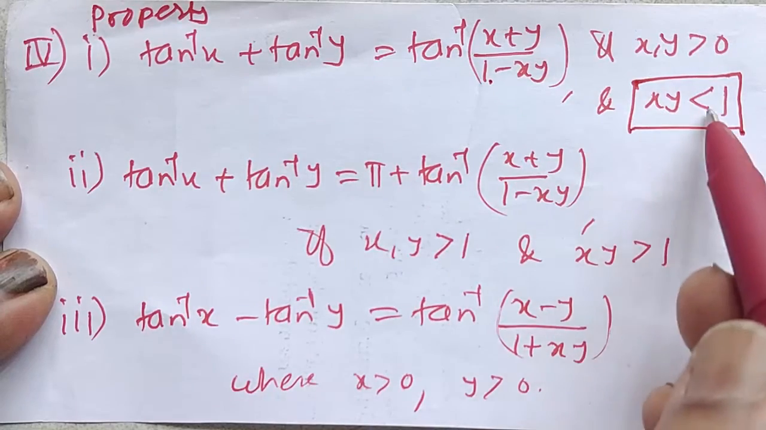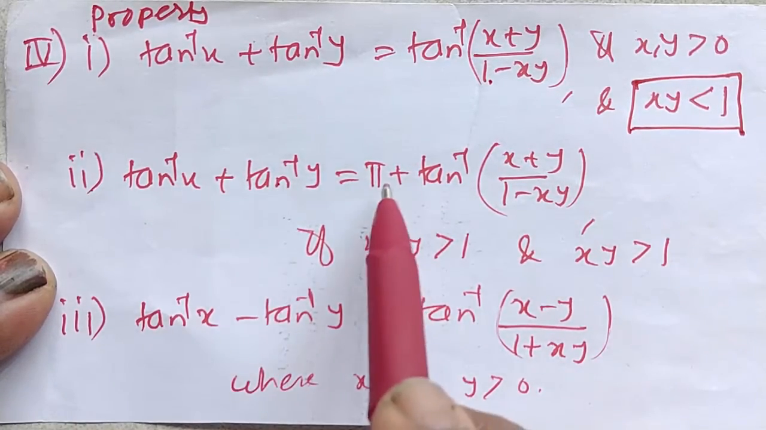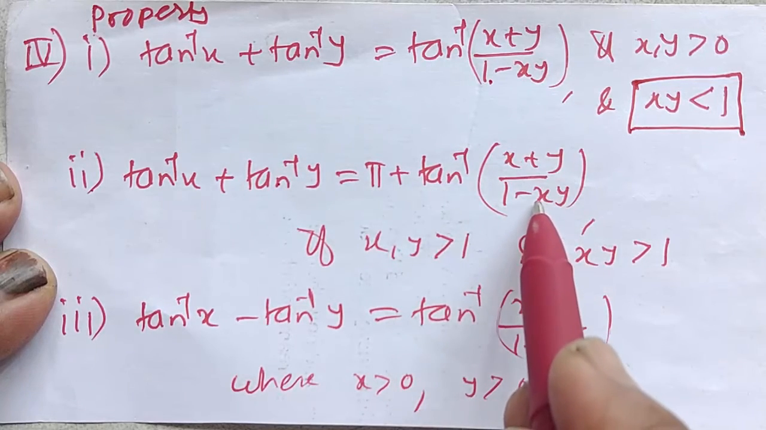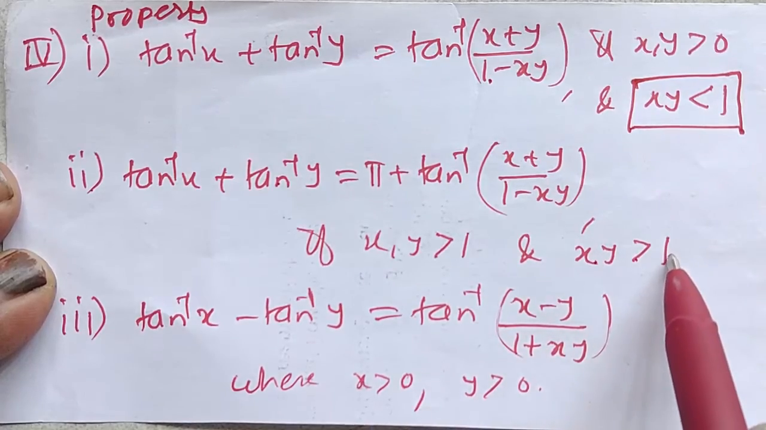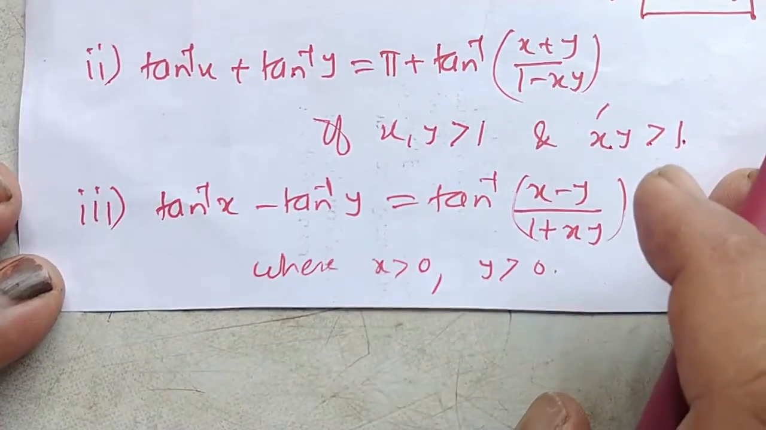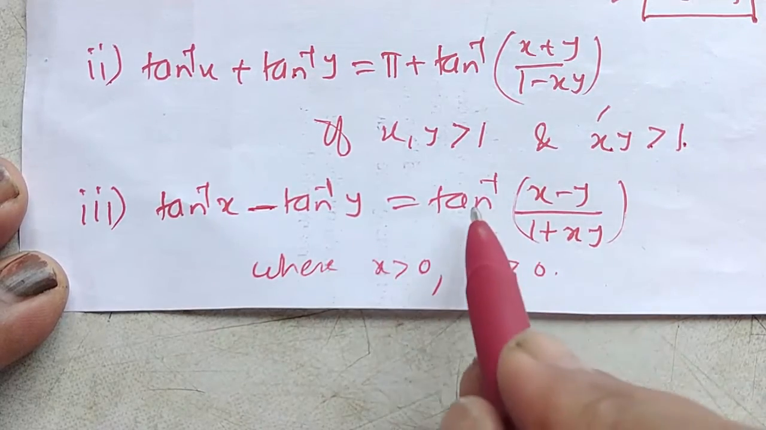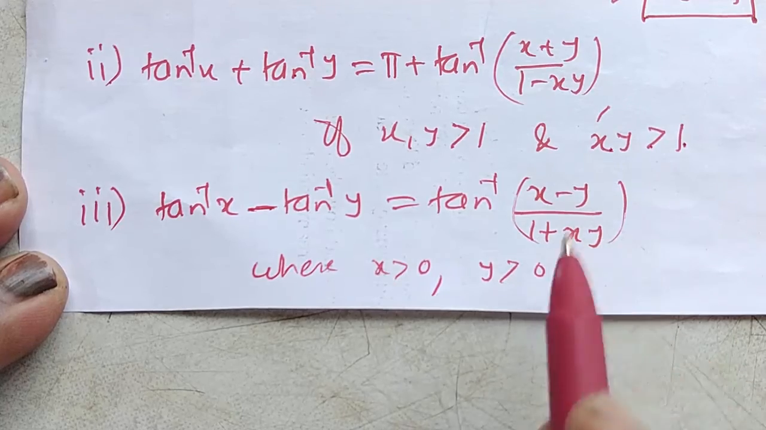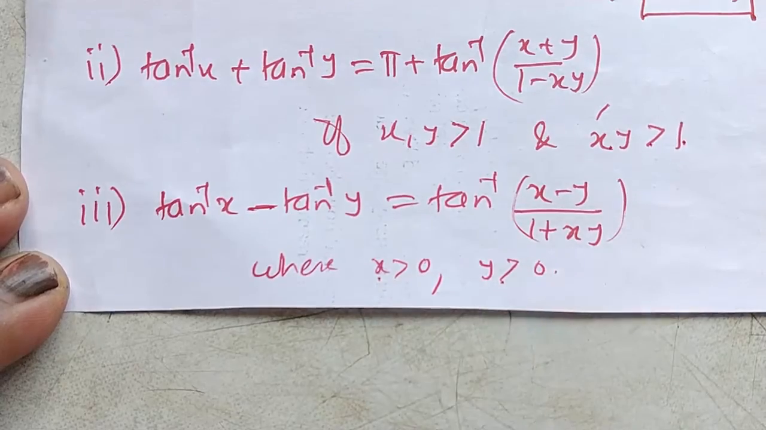And if x into y is greater than 1, number 2, tan inverse x plus tan inverse y is equal to pi plus tan inverse of x plus y upon 1 minus x into y, where x into y is greater than 1. And number 3, tan inverse of x minus tan inverse of y is equal to tan inverse of x minus y upon 1 plus xy. There is no such restriction. Here x and y are always positive.